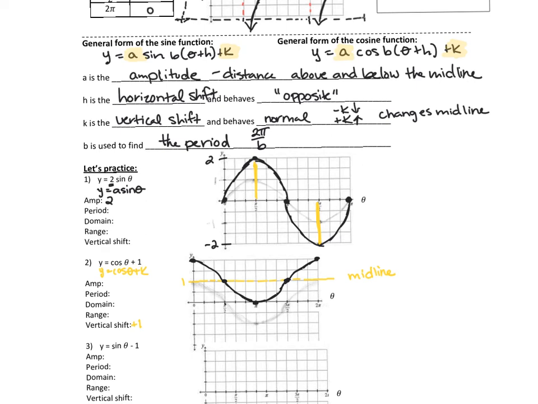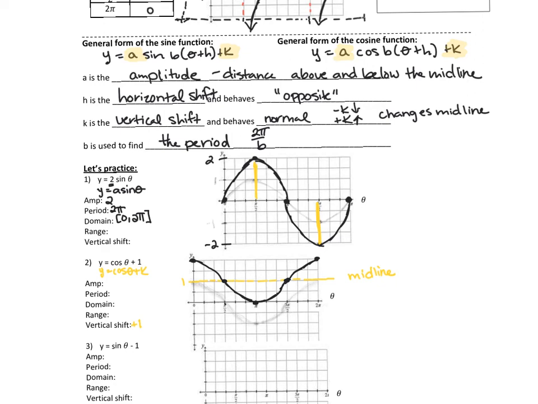Going back to number 1, the period is 2 pi. It's 1 complete cycle of sine. My domain is my theta axis, my x-axis. The way I've drawn it, it includes 0 and goes all the way to 2 pi, including 2 pi. That's why I have brackets.